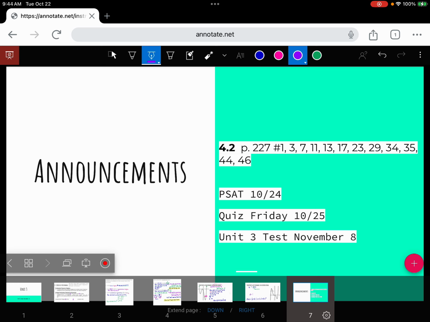It even still has the 4.2 homework up here. I don't even have the 4.3 homework up there.